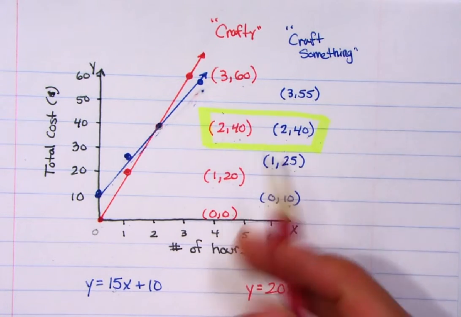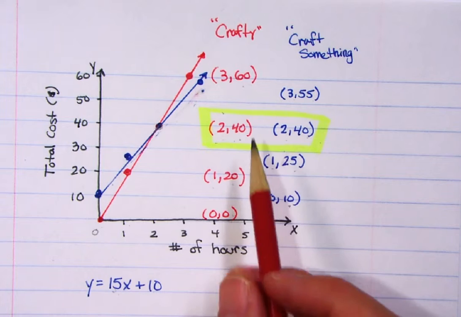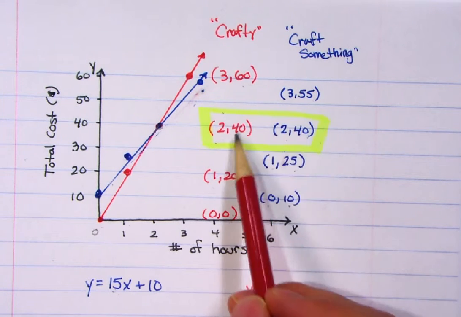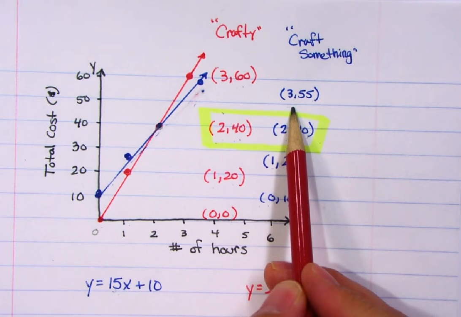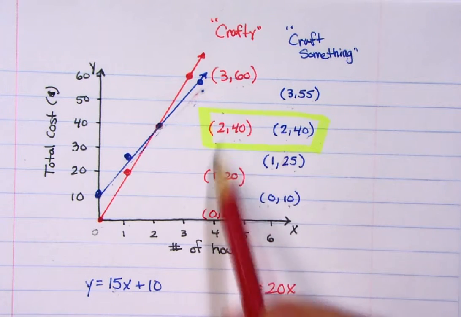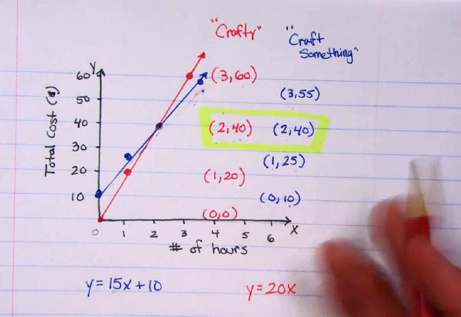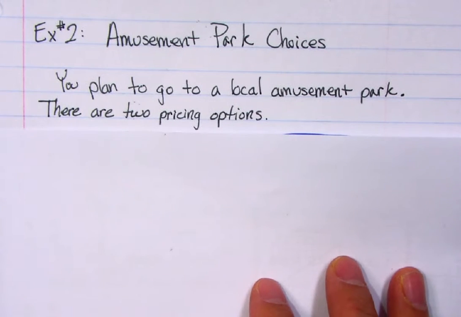So that's why we use this information to say, oh, okay, let me think. Am I going to be more than 2 hours? Because if I am more than 2 hours, better to go with this company. If I'm going to be there 2 hours or less, then I might as well go with this company if they do the same thing. Okay, we're going to do one more example here for your notes for today.